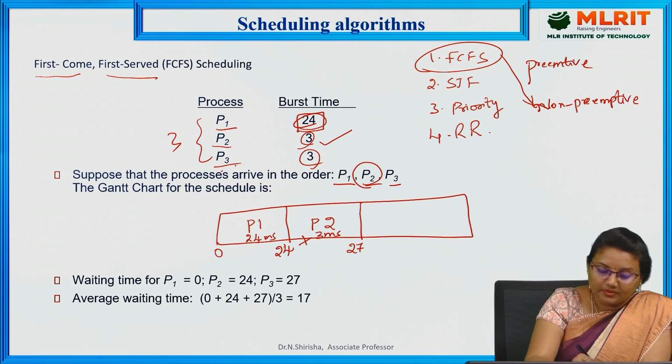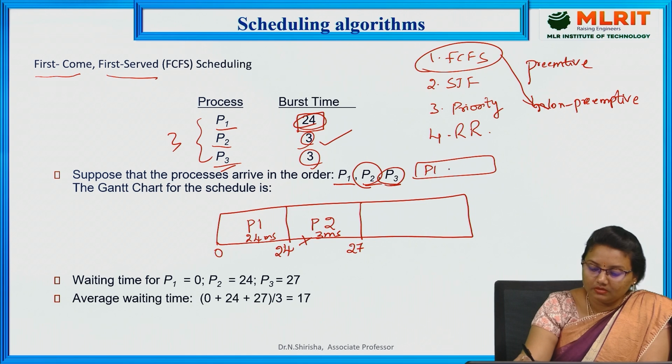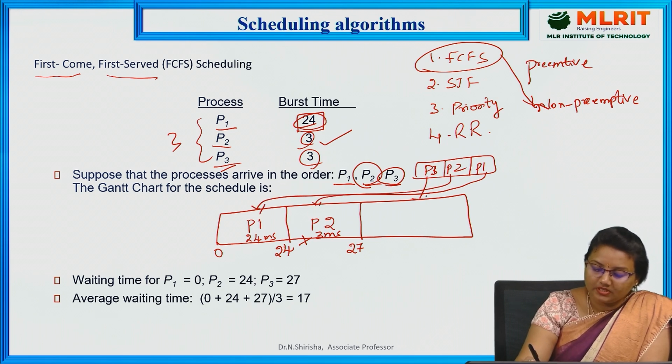And in the next order it is P3. Now this is a ready queue: first P1 is allocated, next P2 is allocated, next P3 is allocated. When P3 is allocated, the burst time is 3 milliseconds. Now this 3 milliseconds is considered, and 27 plus 3 is 30.